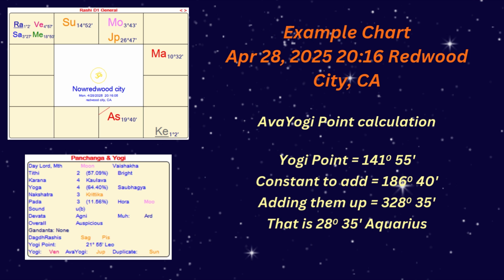Next, we determine where this lands in the zodiac. Each sign covers 30 degrees, so 328 degrees includes 10 full signs. That's 300 degrees. The remaining 28 degrees and 35 minutes falls into the 11th sign, which is Aquarius. So the Avayogi point is at 28 degrees and 35 minutes in Aquarius.